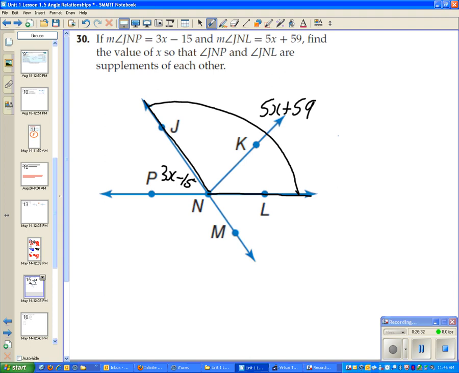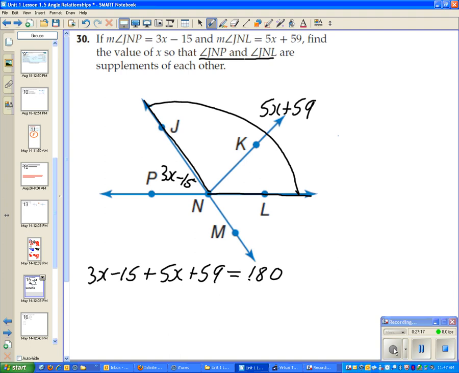Now, they give us more of a hint here than they need to. I already know the equation I need to use. But they make it even more obvious. So that angle JNP and angle JNL are supplements. If they're supplements, that's another way of saying that they are a pair of supplementary angles. And when you add together the measures of supplementary angles, what do you get? 180. So the equation we need is 3x minus 15 plus 5x plus 59 equals 180.